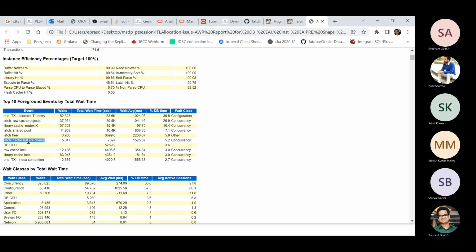Okay, so now let's focus on the primary event that we have identified. It says NQ TX allocate ITL entry. Before we dig in deep, we need to understand what exactly this is. And we know what NQ is, right? That means something that is happening on either a table or an index. If it was a latch, then of course it would represent that things are not good in the memory, in the SGA, in the library cache or the shared pool. But now we're seeing this event showing NQ TX allocate ITL entry.